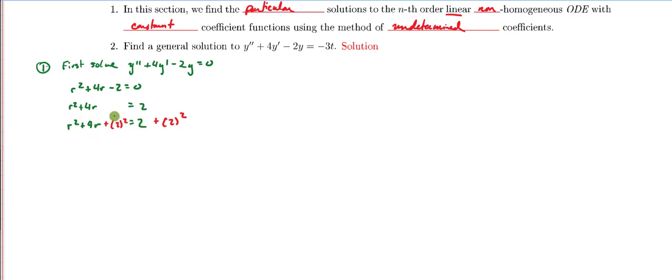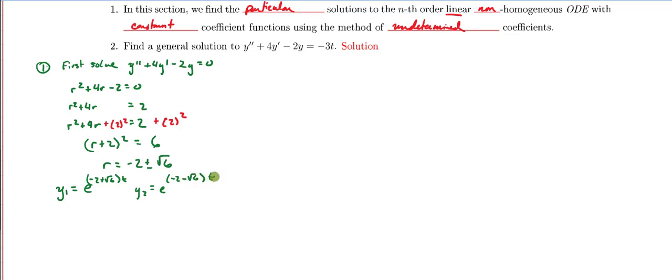And what I've just built is a perfect square trinomial on the left-hand side, and so it has to factor, and you can verify that. It factors as r plus 2 quantity squared, and that equals 6 on the right-hand side, giving me the two roots. r is equal to negative 2 plus or minus the square root of 6. So I've got two solutions to the homogeneous ODE. I know that y1 equals e to the negative 2 plus the square root of 6, t, and y2 equals e to the negative 2 minus the square root of 6, t.